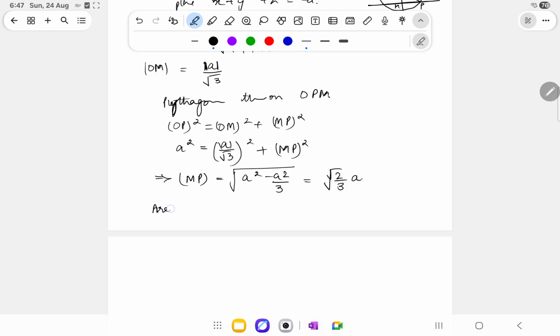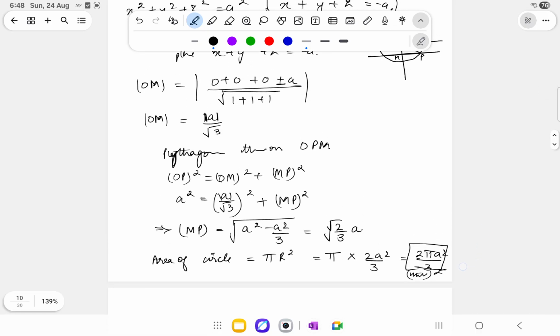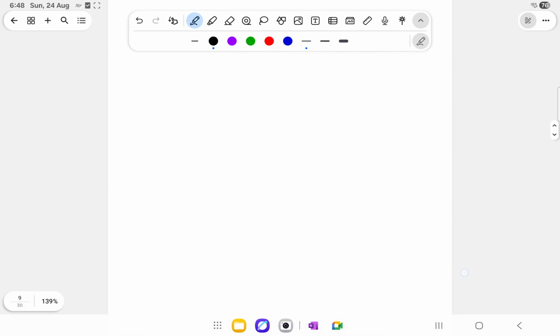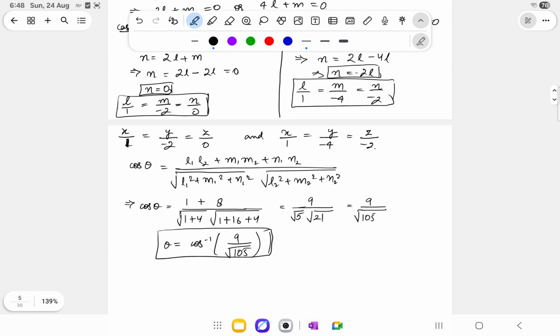The area of the circle is πr², and my r is MP. So I got the area as π·2a²/3, so my area is 2πa²/3 square units. This is the area of the circle which we got by the intersection of the cone and plane. These are the only questions that are asked for intersection of plane and the cone. So thank you for watching.